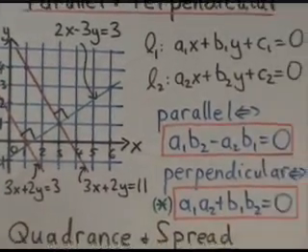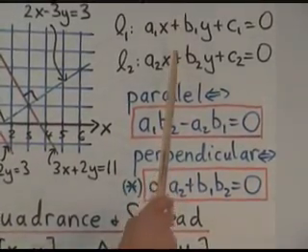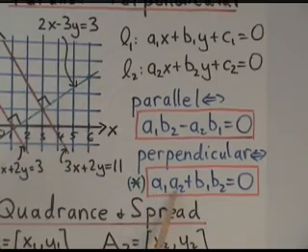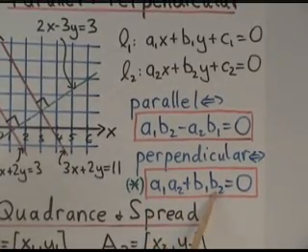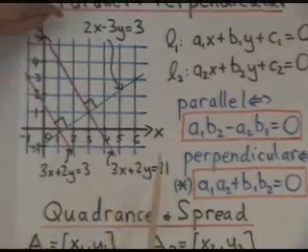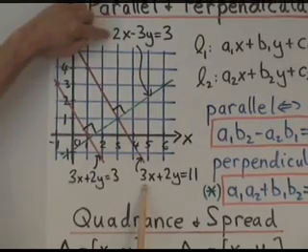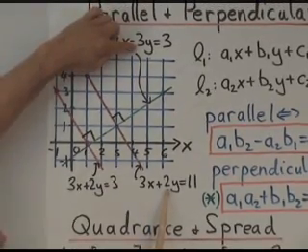And what about perpendicular? These two lines are perpendicular precisely when this condition is satisfied. When a1 times a2 plus b1 times b2 equals 0. So for example, this line and this line are perpendicular because 3 times 2 plus 2 times minus 3 is 0.